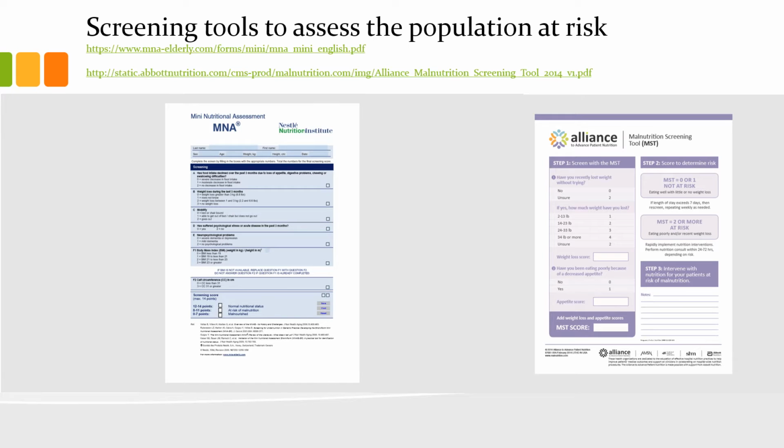Here are some screening tools that can help assess the population at risk. One is a mini nutritional assessment, and the other is a malnutrition screening tool. You would check the boxes on the numbers that correlate to the answers of the resident or patient, and depending on your score it would give you an answer if they're at risk or not.